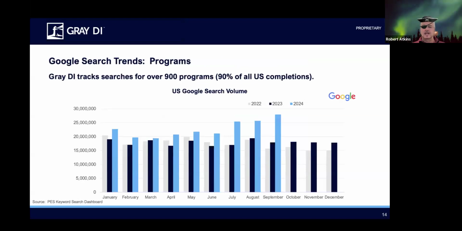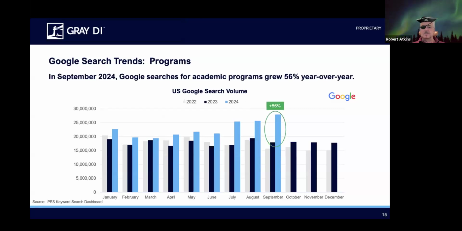So what does Google tell us right now? Well, let me explain how to read this chart. The gray bars are 2022 Google search volumes. The dark blue is 2023, and the light blue is 2024 search volume. So when you see a nice big bar like this, it's way above last year. That's very good news. Google search volumes are up 56%. That is a very positive indicator as we look forward to enrollment over the next 6 to 12 months.